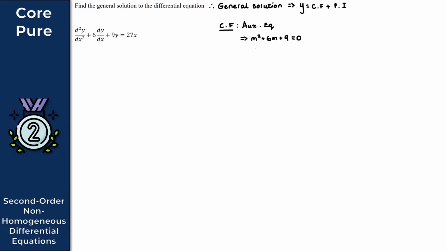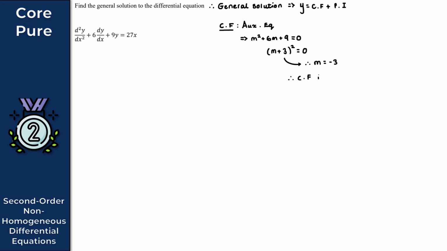Now, what I can see here by inspection is this will factorize. I get m plus 3 all squared, and this is equal to 0. And what I can see here then is we have a solution of m is equal to minus 3. At this point, we can now deduce the complementary function.